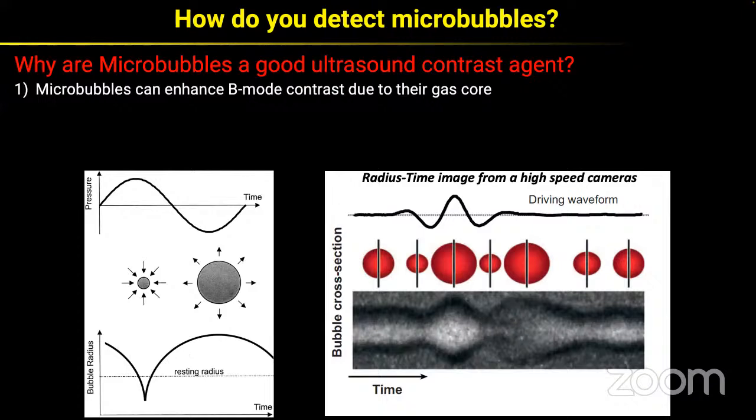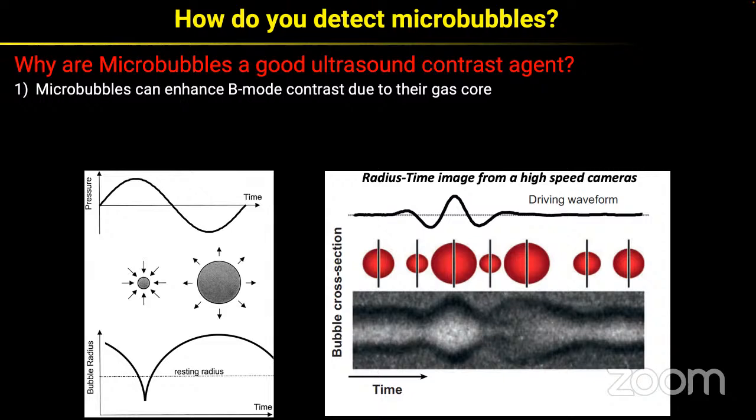So how do we detect them? So microbubbles are a really good contrast agent because we can actually detect them in multiple different ways. Now, the very first use of microbubbles was actually back in the 70s, and it was just a mixed up saline injected, and it was air bubbles. And it causes this enhancement of B mode contrast due to the change in acoustic impedance between the gas core and the surrounding fluid. So the acoustic wave is reflected off it.